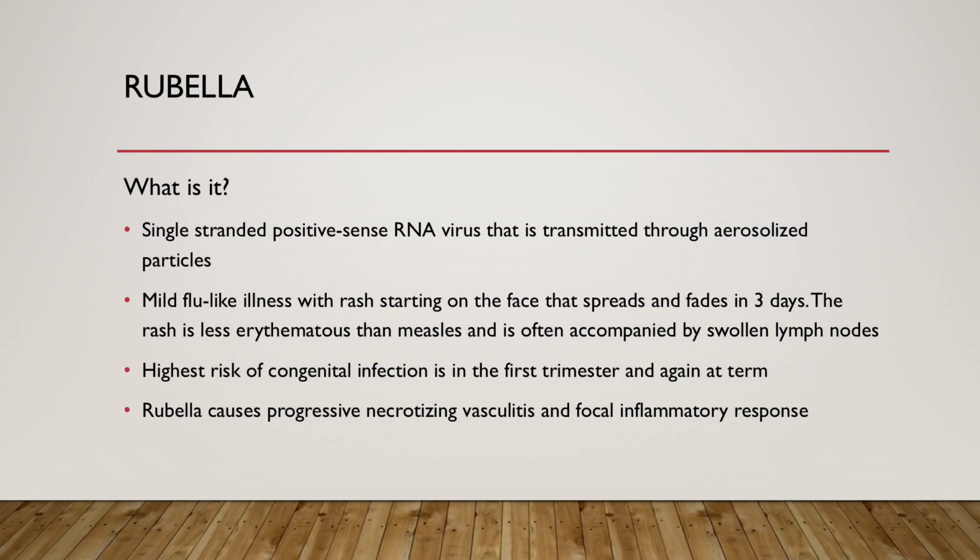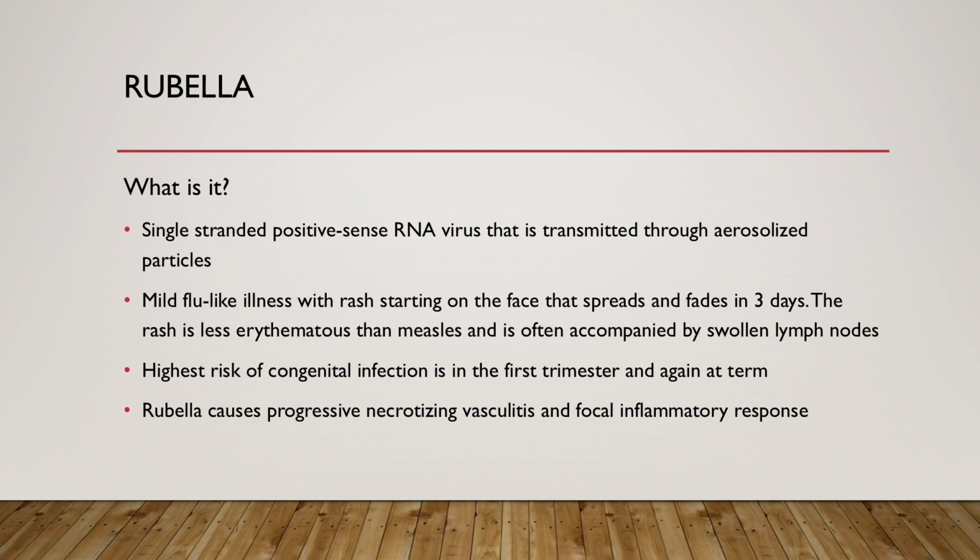The next organism is rubella, also known as German measles. This is now the R portion of TORCH. Rubella is a single-stranded positive sense RNA virus that is transmitted through aerosolized particles. It presents with a mild flu-like illness with a rash that starts on the face and spreads towards the hands and feet and fades in about 3 days. The rash is less erythematous than measles, and it's often accompanied by swollen lymph nodes.